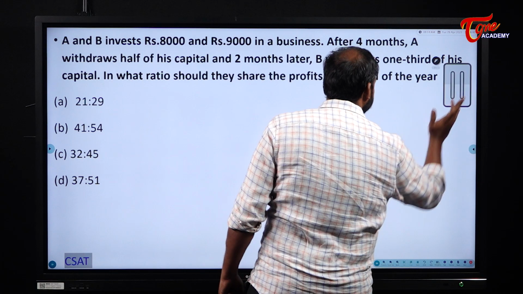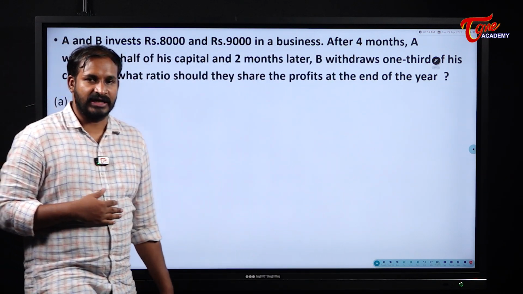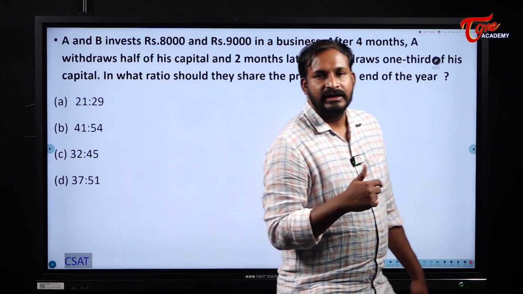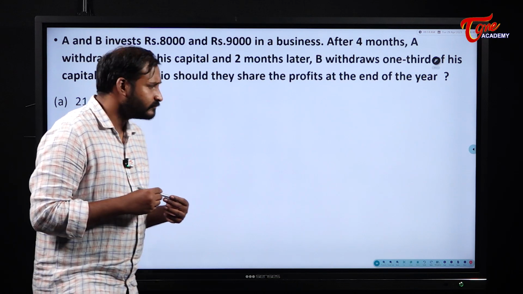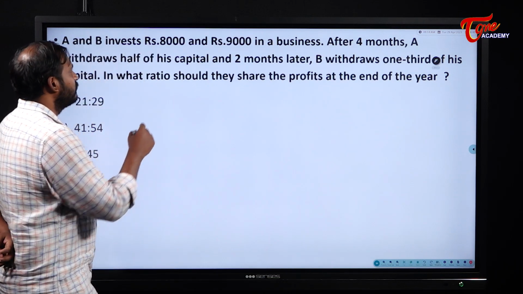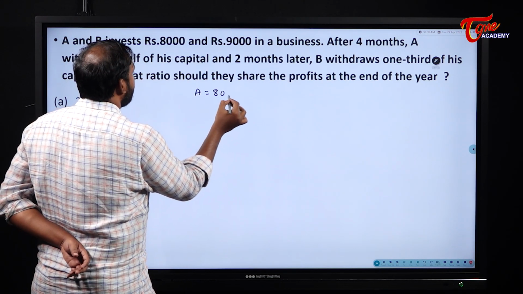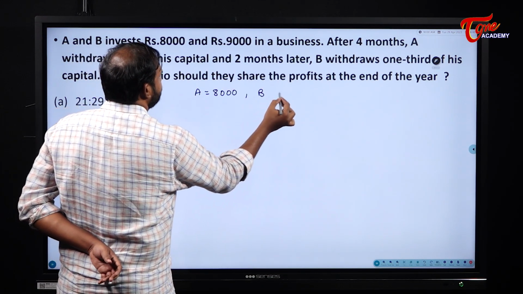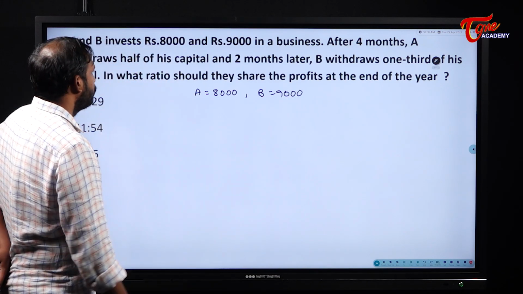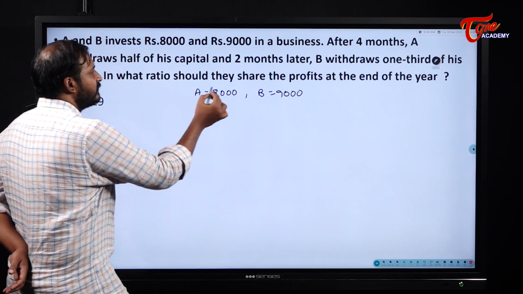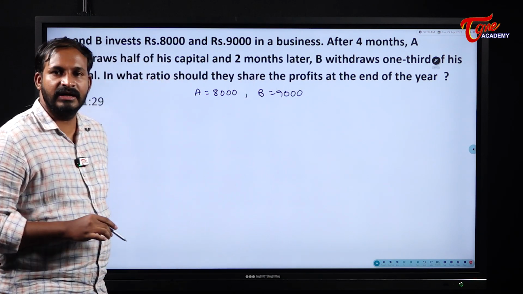Definitely a complex partnership. Why, sir? Because their investment is not constant. After some time period, they are taking the investment or they are adding the investment, something like that. So, here the time periods, okay. A initially invested 8,000, B initially invested 9,000. Now, what is the ratio? They share at the end of the year, which means how many months will we have? 12 months. End of the year means 12 months.